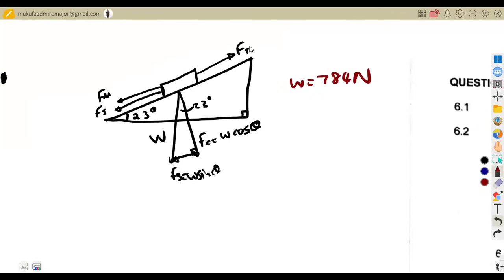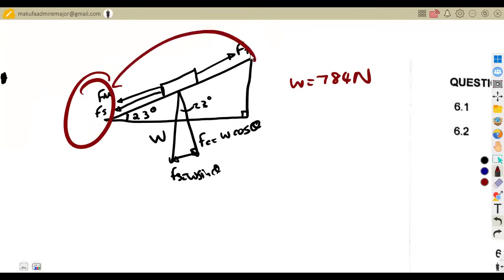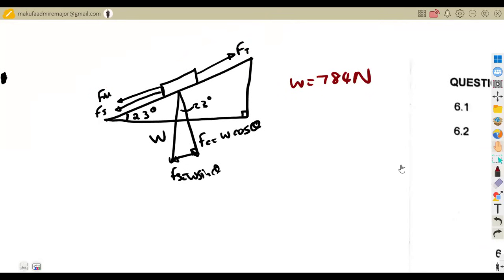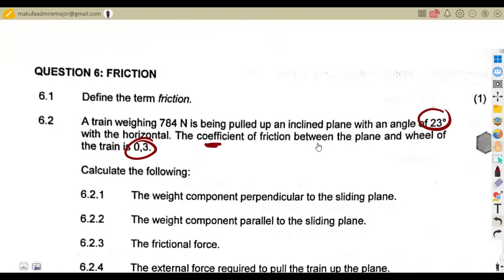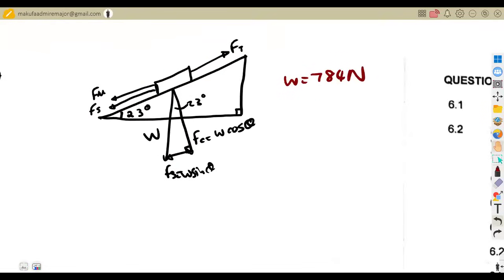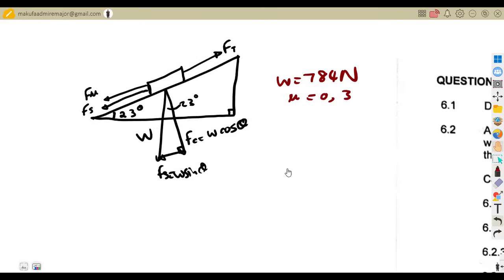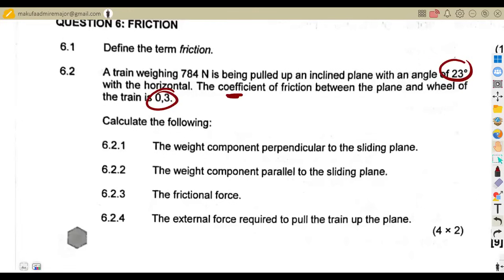And we are told that it is going up. That is why this is the one that is on top, and these are the ones that are opposing that side. Because if it were going down, these would be on the other hand, and the frictional force would be opposing on the other hand. We are also given the coefficient of friction between the plane and the wheel of the train, which is 0.3.